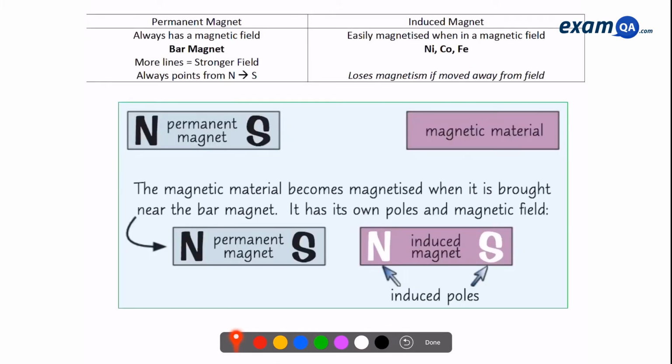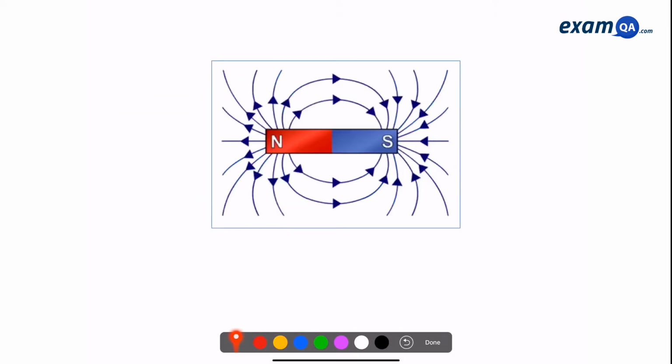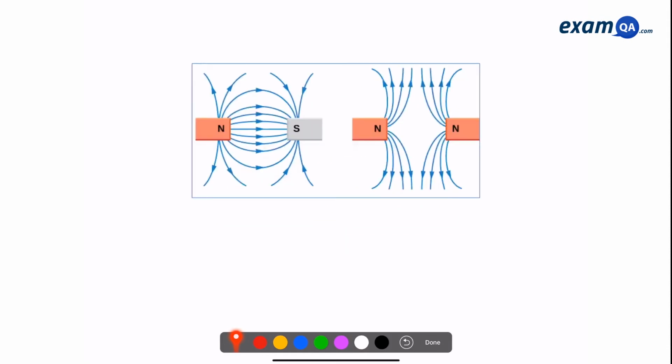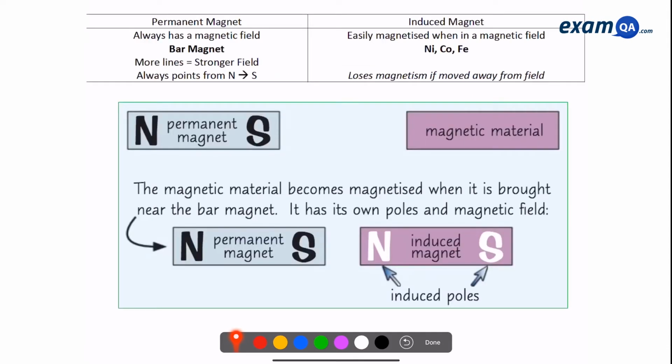Okay, so a permanent magnet and an induced magnet. What's the difference? A permanent magnet has always got a magnetic field. And you can see here, this would be an example of a permanent magnet. An induced magnet is a material that can easily get magnetized when close to a magnetic field. And three metals are nickel, cobalt, and iron. These three metals can form induced magnets. Other metals, for example, sodium or magnesium, can't do that.